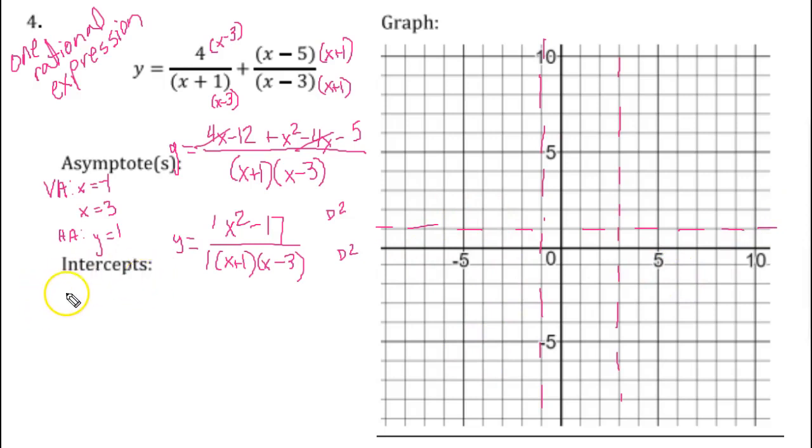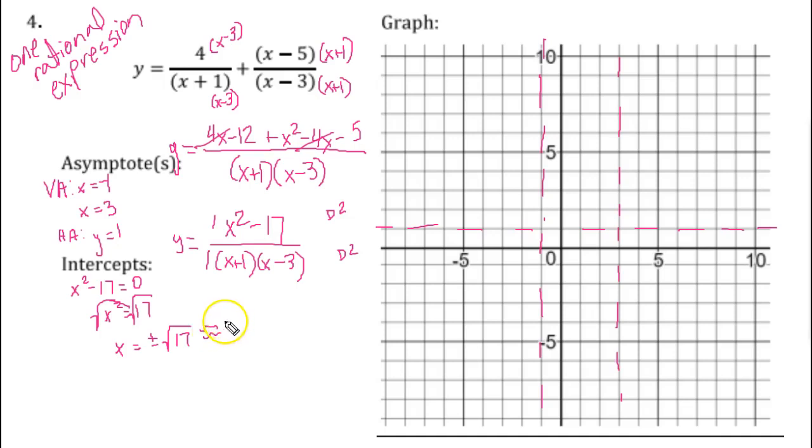Now let's look at these x-intercepts and y-intercepts. X-intercepts are where the numerator is equal to 0. So x squared minus 17 equals 0 will give me x squared equals 17. And when I take the square root, don't forget to get both of those outputs. So it could be plus or minus the square root of 17. So don't be put off by this square root. We're graphing, so having a decimal approximation totally makes sense.